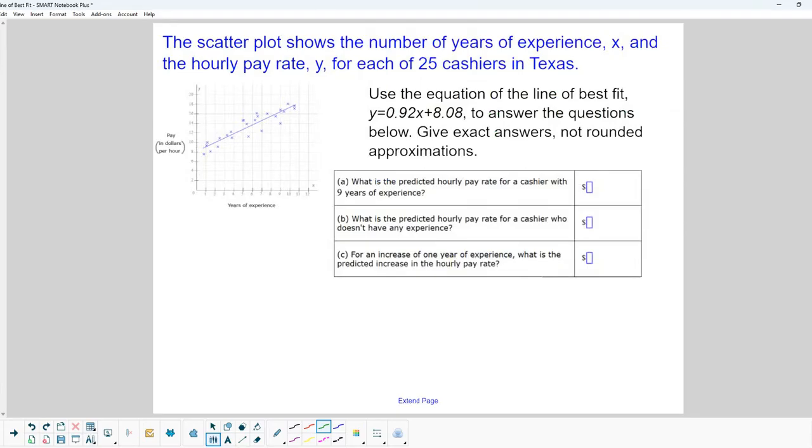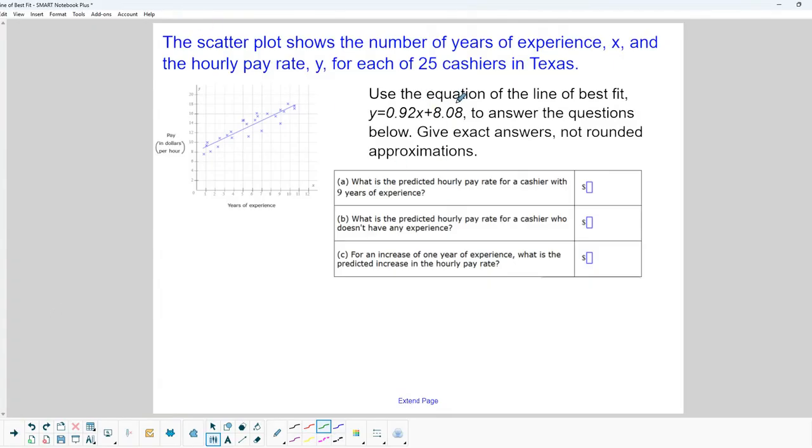Okay, we got this last example. A scatter plot shows the number of years of experience X and the hourly pay rate Y for each of 25 cashiers in Texas. So using the equation of the line of best fit, what is the predicted hourly pay rate for a cashier with 9 years of experience?